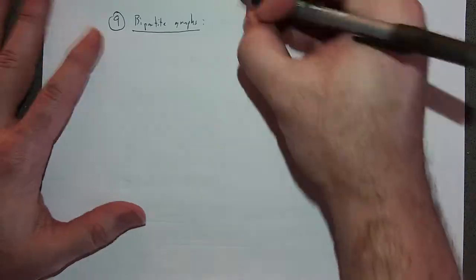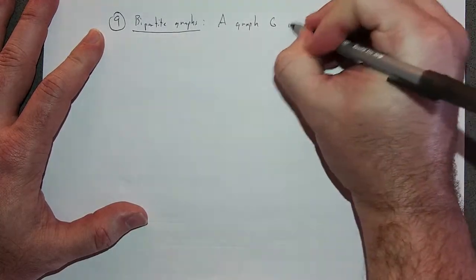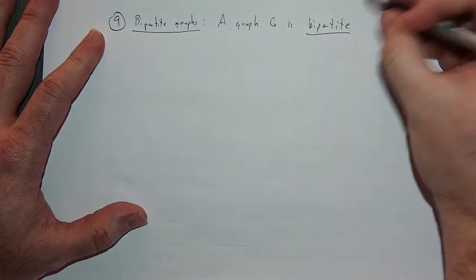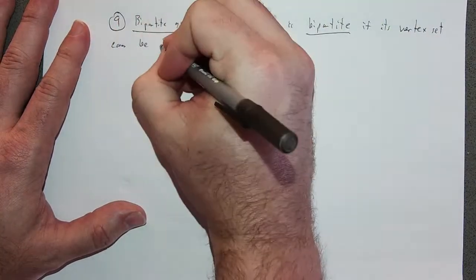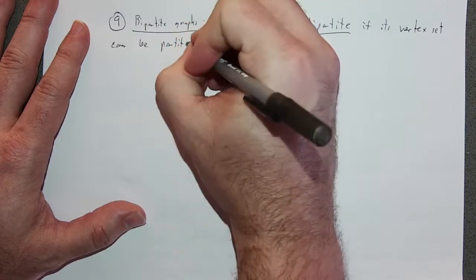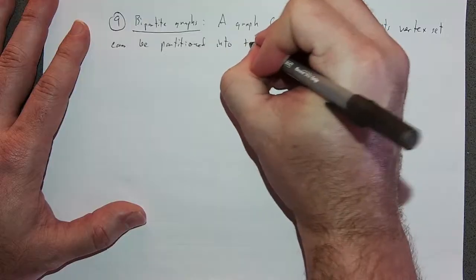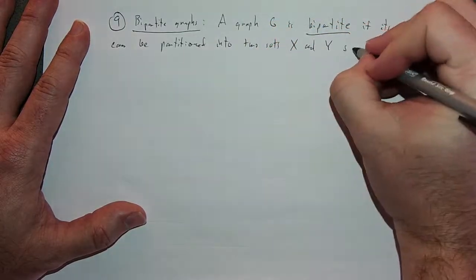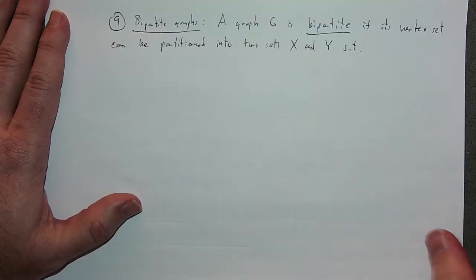Let's write it down. A graph G is bipartite if its vertex set can be partitioned into two sets, we'll say X and Y, such that each edge of G has one end vertex in X and the other in Y.